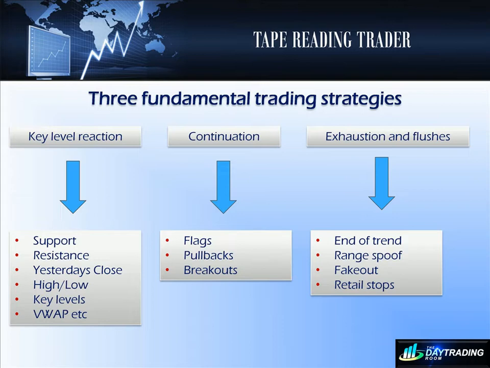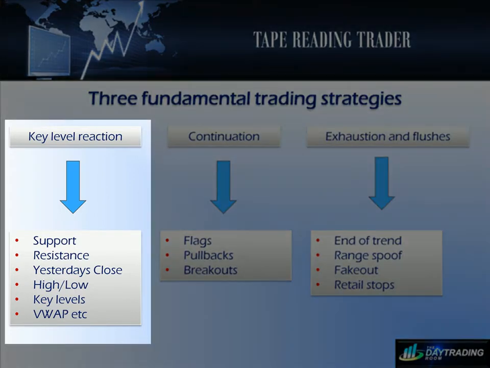Now let's run through the key level reaction first. Key level reaction to me is, how does the market behave as it approaches a key level? A key level to me is either support, resistance, something like yesterday's close, yesterday's high, yesterday's low, today's high, today's low, perhaps today's open, the VWAP, which is the volume weighted average price, institutional benchmark, or just a psychological level, perhaps 11,000 on the Dow cash, or $100 on oil, or $2,000 on gold. You get where I'm coming from with that, the psychological level that everybody is looking at. What's the reaction of the market as it approaches that?